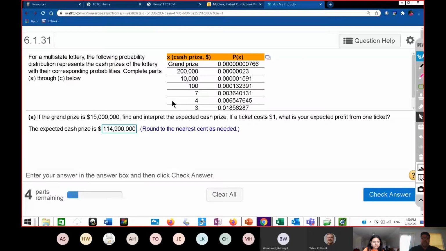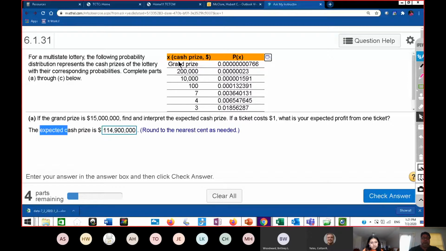Yuck. This one's the long one. Okay, this is not a test question. But you do it the same way, expected value. They're going to ask you to find the mean somewhere. But for right now, they're saying that the grand prize is 15 million. So that means you're going to put 15 million right there. If you wanted to copy this over in Excel, you would put 15 million in that top spot.